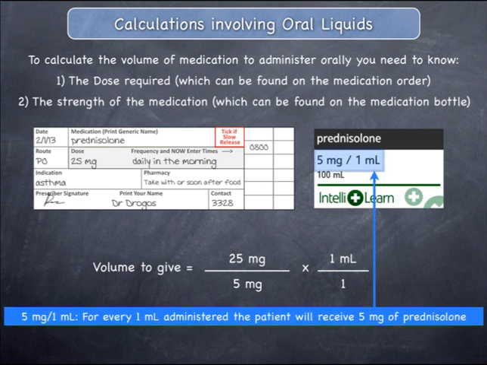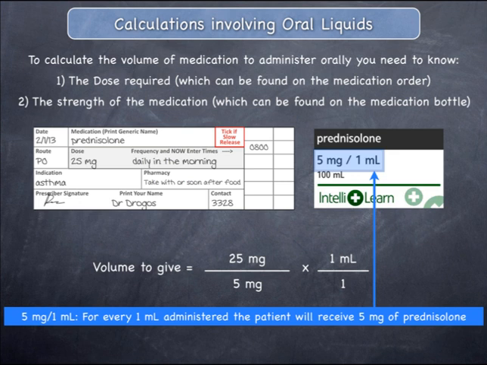The strength or concentration of the medication specifies how much active medication, in this case prednisolone, is contained in a given volume of liquid. 5 milligrams per mil means that every 1 mil of the liquid contains exactly 5 milligrams of prednisolone. Before actually calculating the volume to administer, it is good practice to estimate the answer.